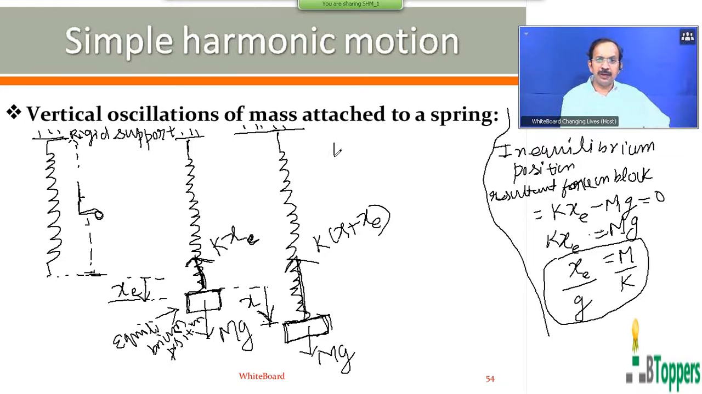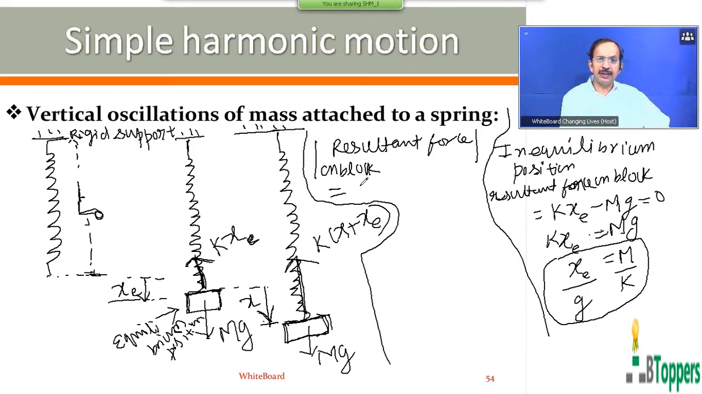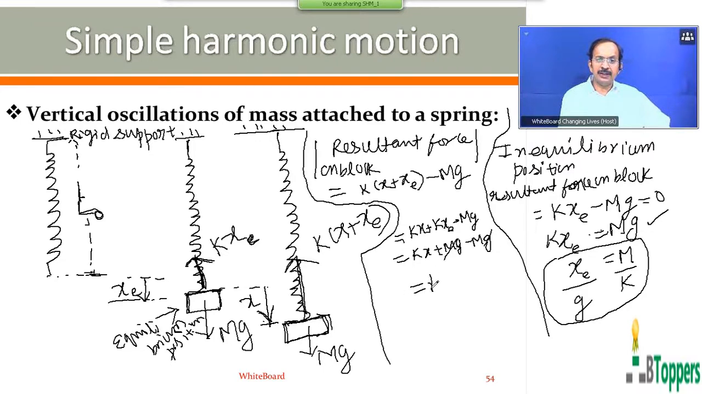So therefore, the magnitude of the resultant force on the block at the instant shown in the third figure, that is, when the block is distance x below the equilibrium position, will be equal to the magnitude of the elastic force by the spring minus the magnitude of its weight mg, which you can write as k x plus kxe minus mg. Now you can write kxe equal to mg here.